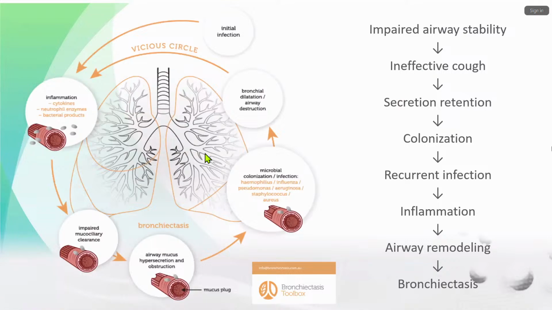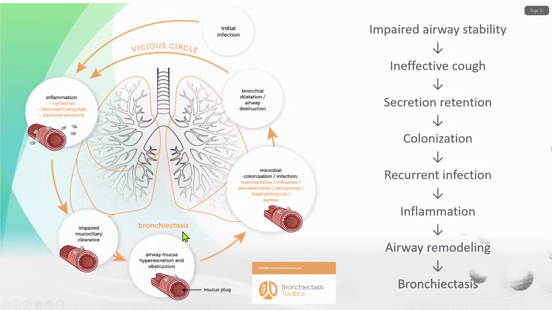Most of the time with bronchiectasis, we always hear that infection is the cause, with the vicious cycle of initial infection, inflammation, impaired mucosal clearance and airway mucus hypersecretion, obstruction, and then it comes as a cycle like this with bronchial airway dilatation. But this is a special case that I would like to move on to.